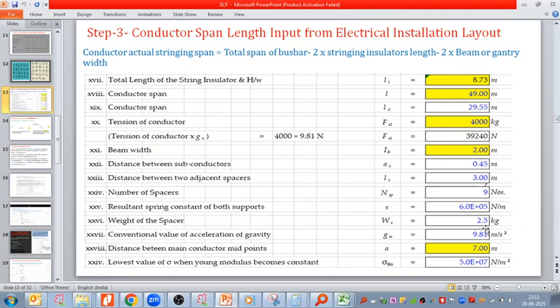Then weight of the spacer is 2.5 kg. We can ask the spacer supplier for the weight, and it is the standard weight that we take, 2.5 kg. So this weight also you can consider. And the value of g, everyone knows, is 9.81.